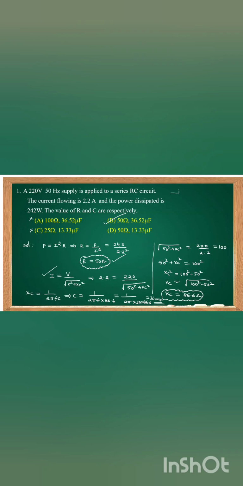If it is an RC circuit, this is R, this is C. Then I equals V by square root of R square plus XC square. That I did. If it is an RL circuit, and this is the V and this is I, students, this is R, this is L. Then I equals V by square root of R square plus XL square.